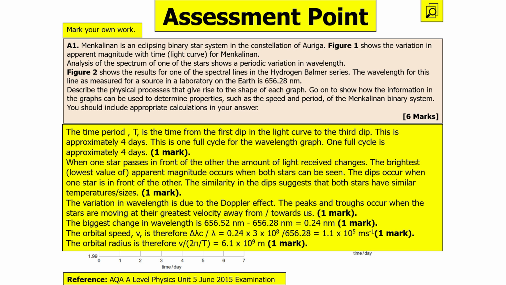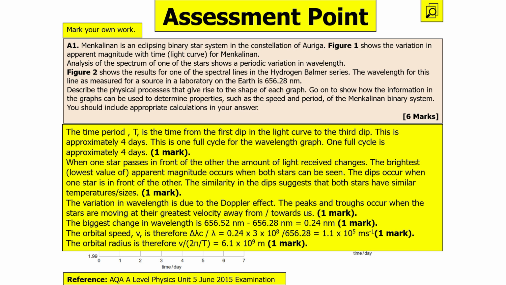The dips occur when one star is in front of the other, and the similarity in dips suggests that both stars have a similar temperature, similarly sized as each other. Now the variation in wavelength is due to the Doppler effect. The peaks and troughs occur when the stars move with their greatest velocity either towards us or away from us.